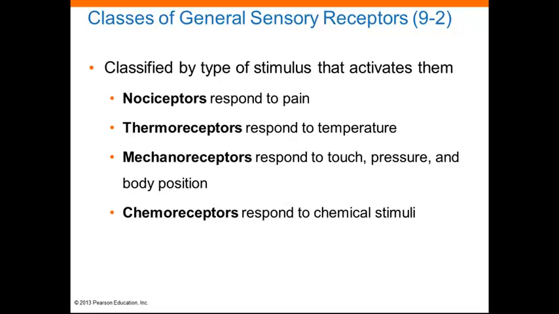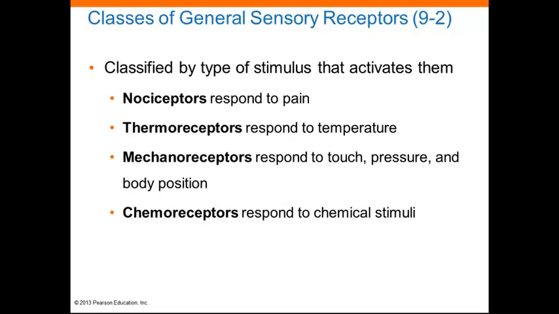And referred pain is a perception of pain in an unrelated area of the body. You can see figure 9-2 for examples of sensations that originate in visceral organs and then they're perceived as pain in other body regions innervated by that same spinal nerve.